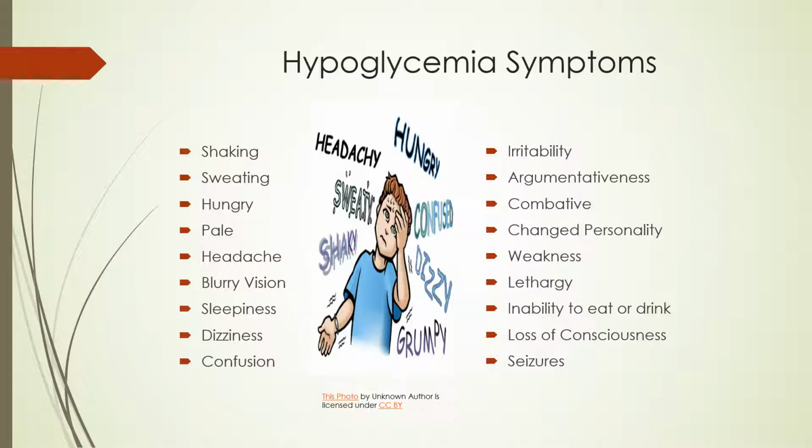They may not be able to eat or drink. And if you have that case, don't force them, because then they can asphyxiate, not swallowing correctly. So if they get to that point, you're going to need the nurse to inject glucagon. They can have a loss of consciousness and seizures.